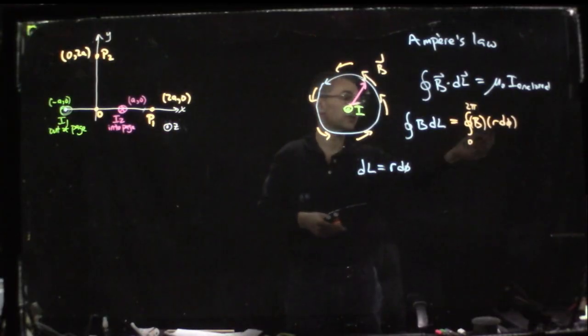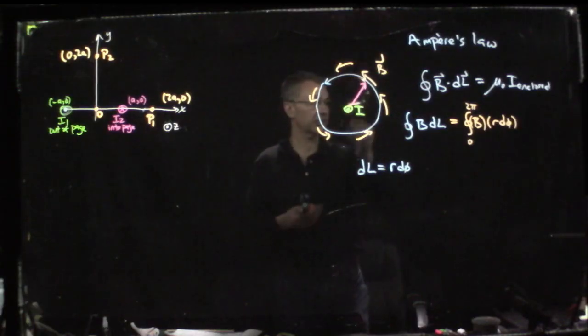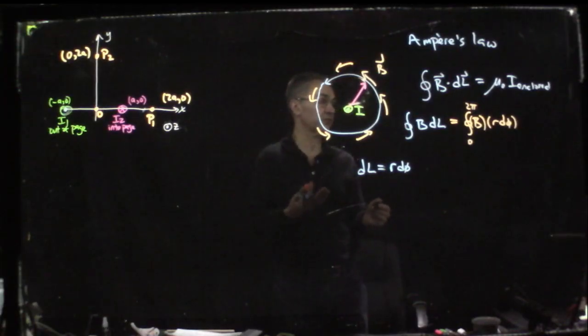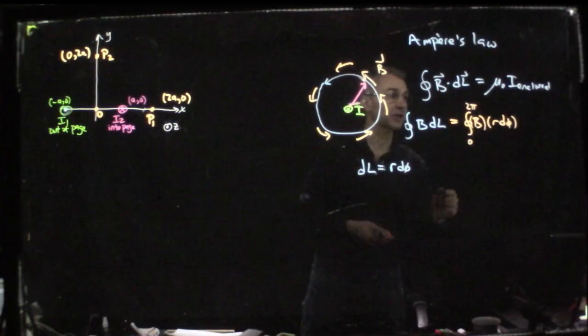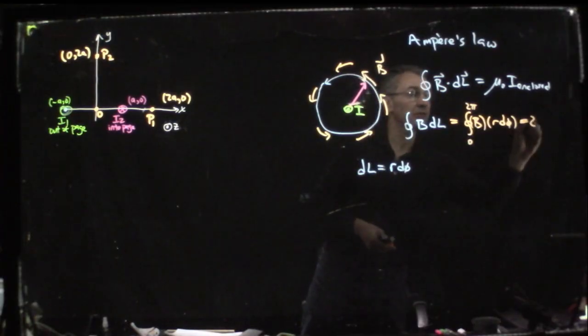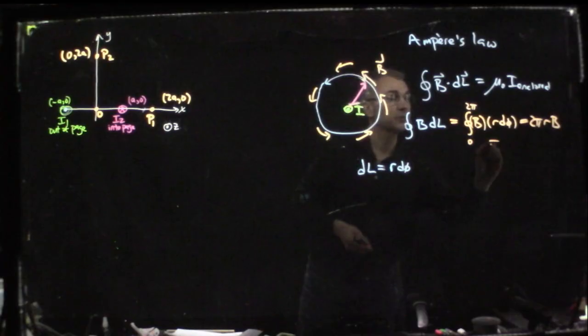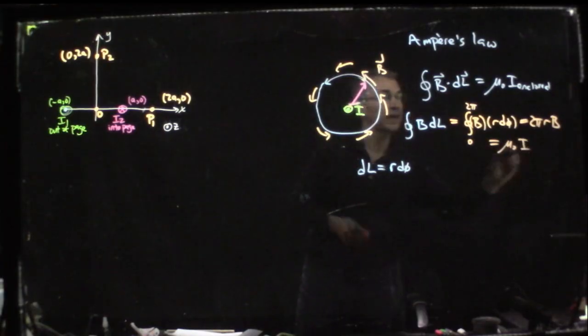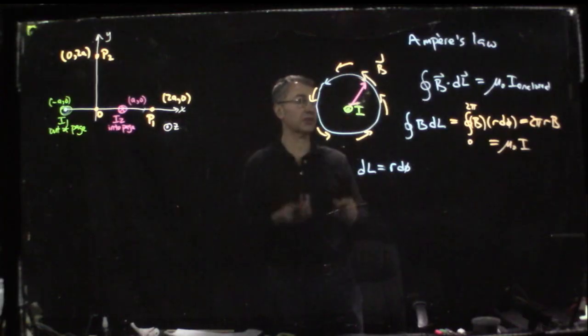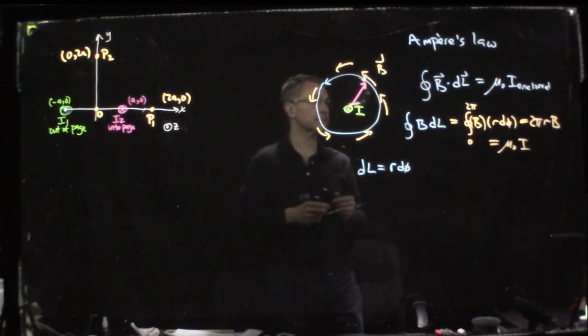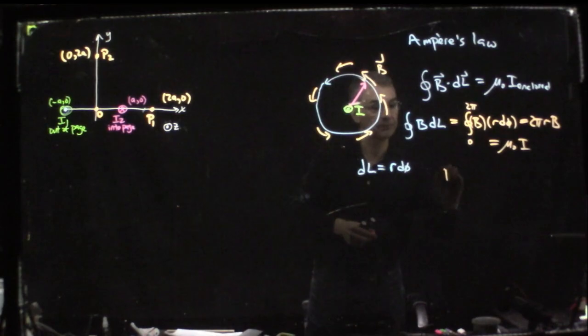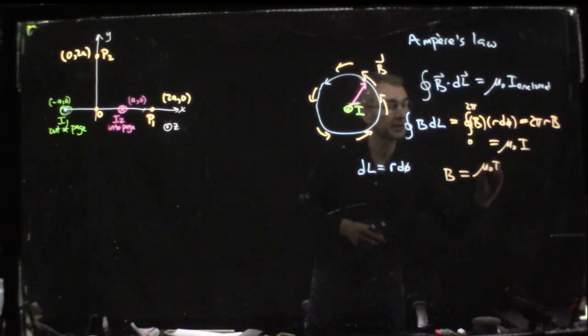So then the only thing that's not constant here, because it's a circle with constant radius, is phi. So this is just multiplying by 2 pi. So this is just 2 pi r B. Okay. So then that equals mu naught times I. The enclosed current by this loop is just I. So that gives us that the magnetic field magnitude is mu naught I divided by 2 pi r.